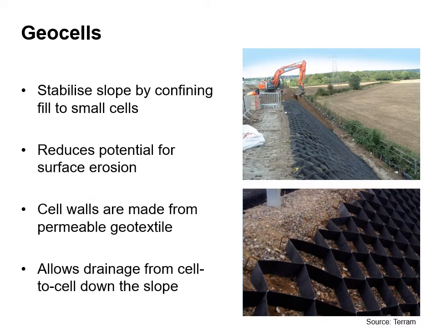One remediation technique is the use of geocells. These can be used to stabilise slope by confining fill to small cells. They can reduce the potential for surface erosion. The cell walls are made from permeable geotextiles. This allows drainage from cell to cell down the slope.